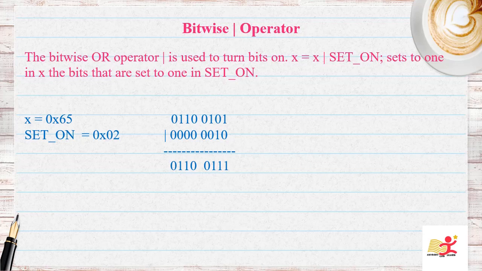So after ORing, the result is 01100111. If you compare the result with x, you can see it is the same as x except that the second bit of LSB is set to 1. So here what happens is x equals x OR set_on. It sets to 1 the bits in x that are set to 1 in set_on.